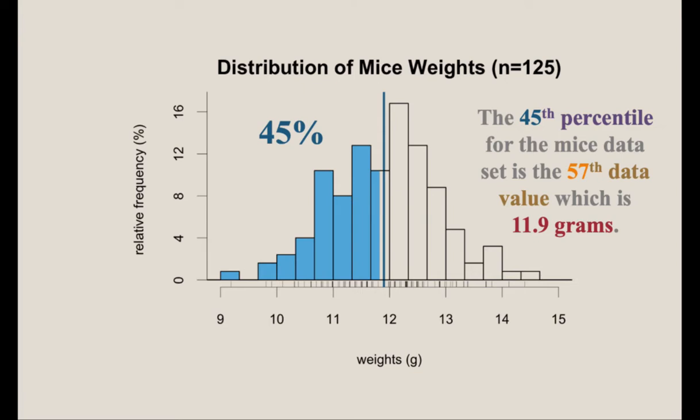Recall, the definition for the percentile is the value for which at least 45% of the data is at or below that value. In this case, it happens that more than 45% is at or below the value of 11.9, but this is the smallest value in our data set that has at least 45% of the data at or below it.